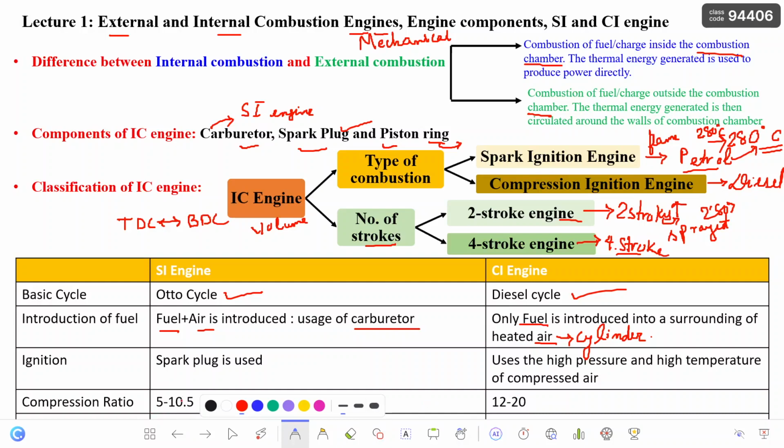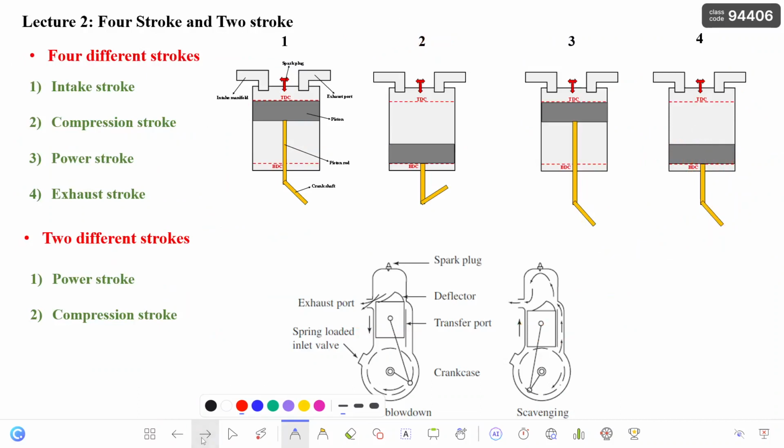Okay, so we'll go to the next slide. This was lecture 2. In lecture 2, the general functioning of a four-stroke and two-stroke engine was covered. So I will be covering what the strokes are briefly. In a four-stroke engine, the total cycle will be done using four different strokes.